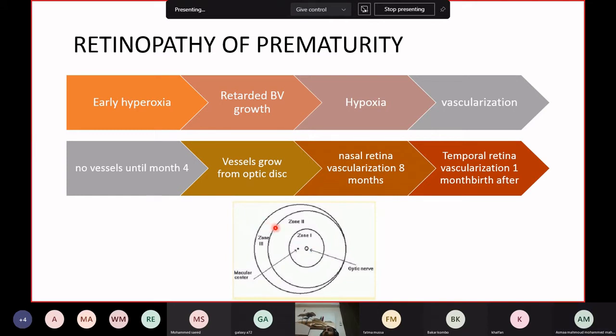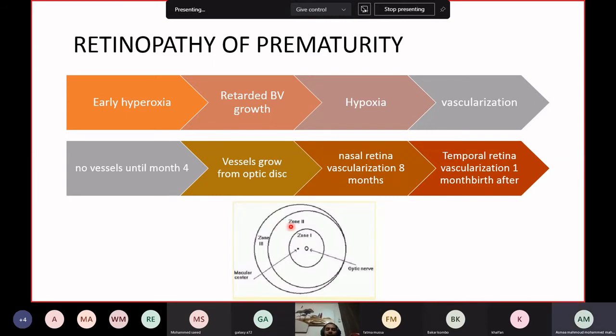When the patient is breathing oxygen because of the premature birth and there is hyperoxia, the blood vessels will not grow normally. They will have a bit of delayed growth. And later on, the peripheral retina will become hypoxic and will suffer ischemia because the blood vessels are not covering the whole retina. This will lead to neovascularization due to the growth of vascular endothelial growth factor.